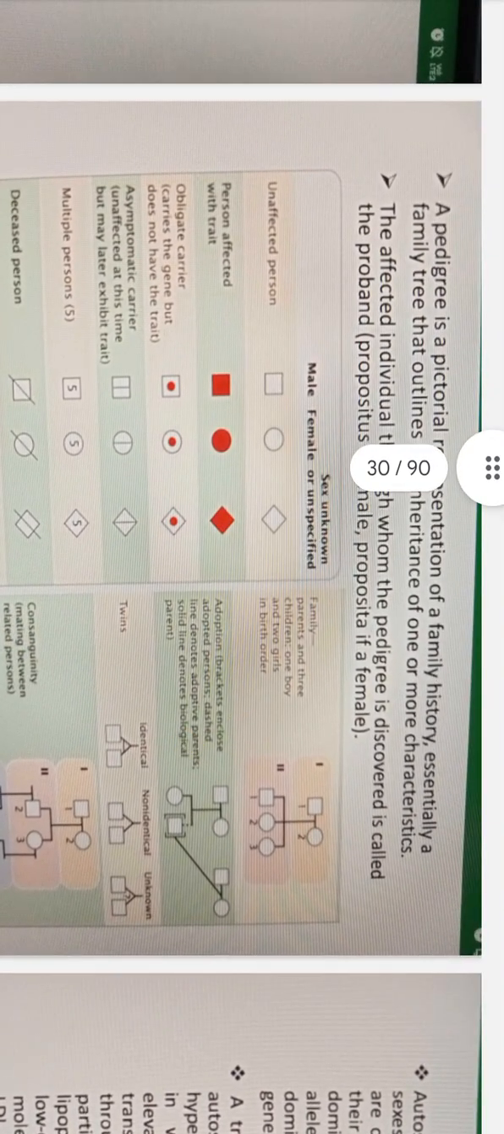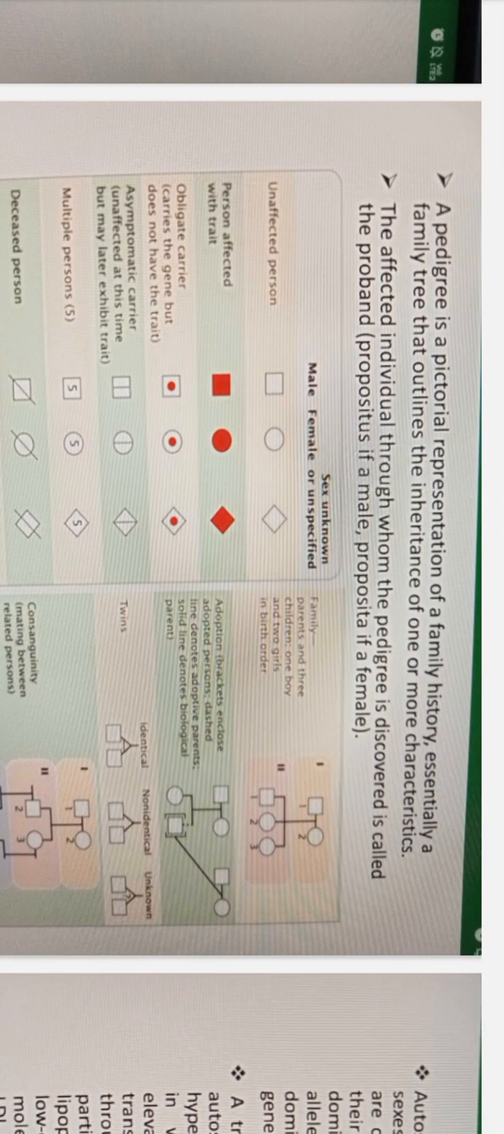So a pedigree is a pictorial representation of a family history, essentially a family tree that outlines the inheritance of one or more characteristics. The affected individual through whom the pedigree is discovered is called the proband. Propositus if a male, proposita if a female.